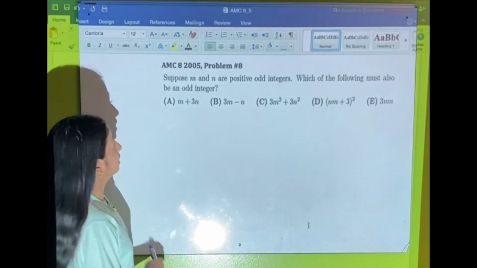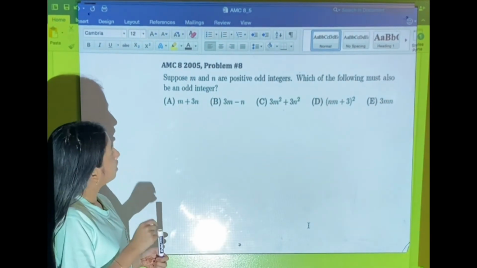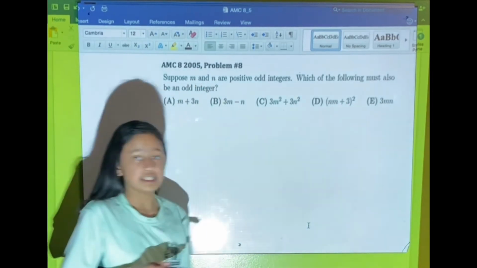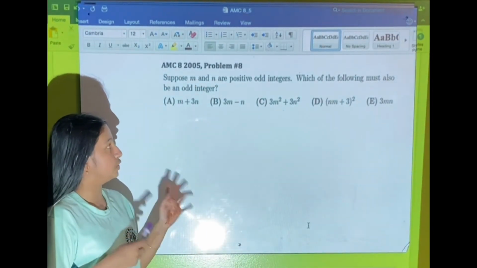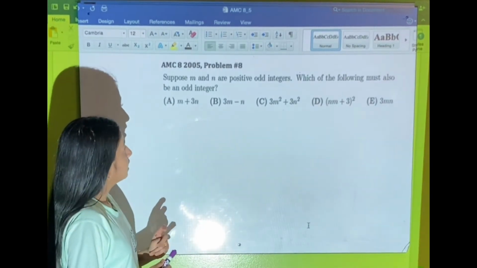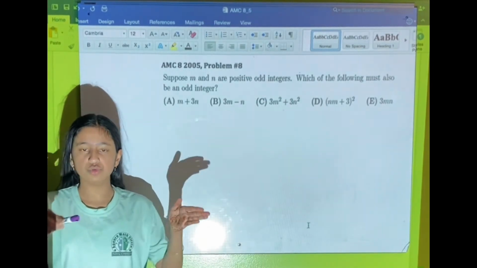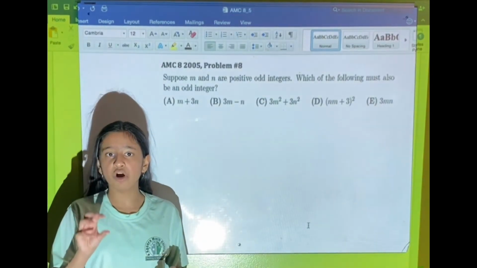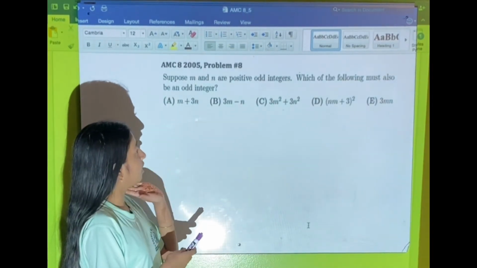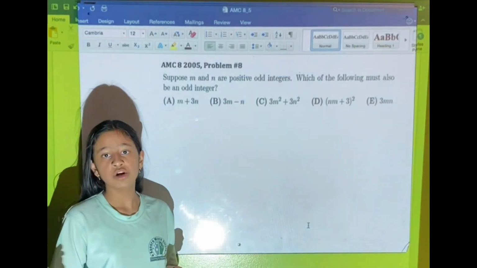Next example. Suppose m and n are positive odd integers. Which of the following must also be an odd integer? We have our possibilities. This is a problem where we're going to do process of elimination with our multiple choice answers. In these types of problems where you have variables, it's easiest to fill the variables with the smallest integer possible that fills the requirements. So we need an odd integer. Because 1 is the smallest odd integer, we're going to use 1.